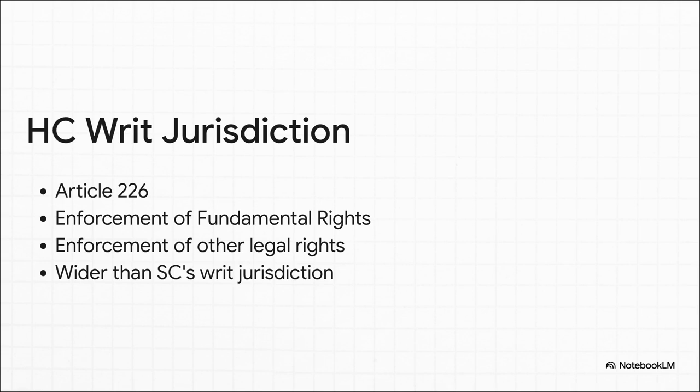High courts can issue writs for the enforcement of fundamental rights and also other legal rights. Therefore, it is wider than the Supreme Court's writ jurisdiction. Let's dissect this crucial concept. Under Article 226, high courts enforce fundamental rights just like the Supreme Court, but they also have the power to enforce other legal rights. This makes the High Court's writ jurisdiction territorially narrower, sure, but conceptually much wider than Article 32. I urge you right now, double underline the phrase "wider than Supreme Court's writ jurisdiction" on your paper.